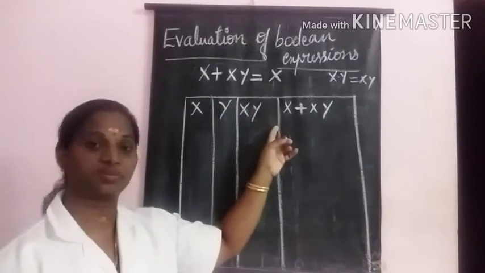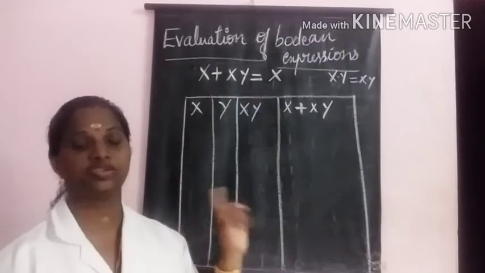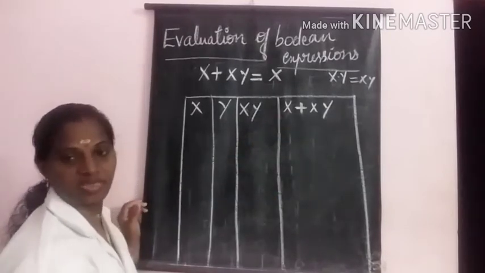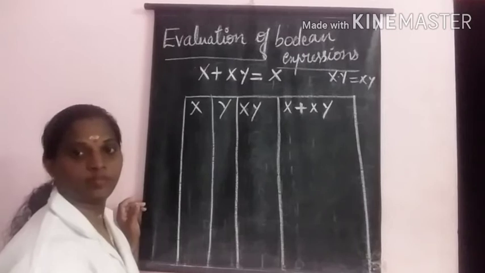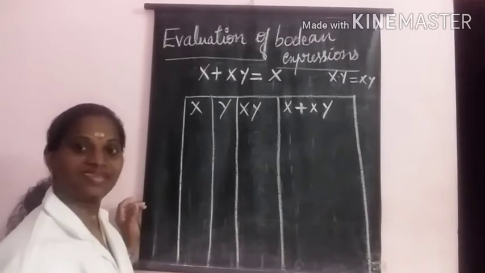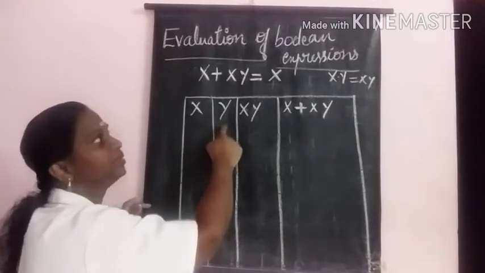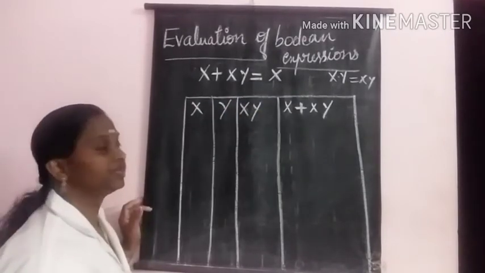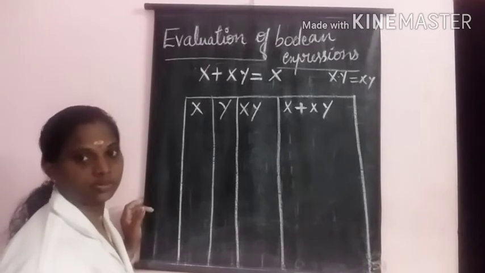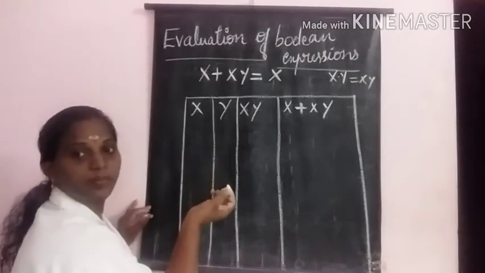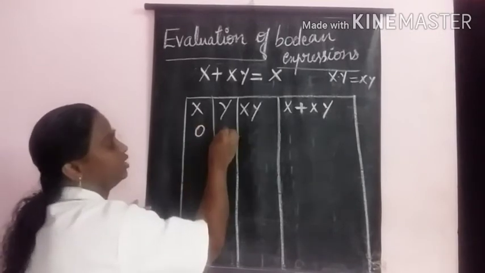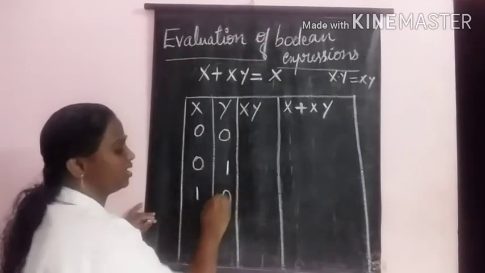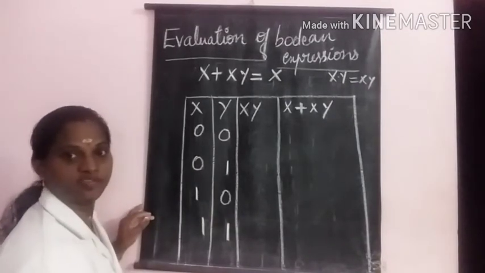Here how many variables? X and y, only two variables. Then we can first draw a truth table for x and y. Then write all the possible combinations for these two variables x and y. Here x, y, then xy, then x plus xy. So these are the columns for the truth table. See here we can write all the possible combinations, that is 0 0, 0 1, 1 0, 1 1. It's a very simple question.